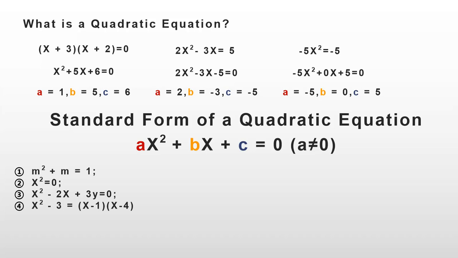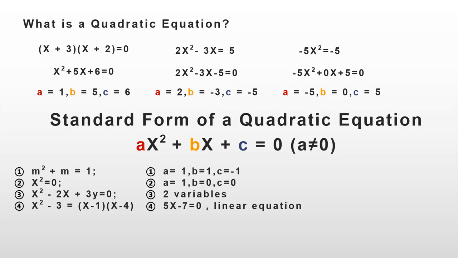Figured it out yet? Now, the answer is that the first two are indeed quadratic equations, but the last two are not. For the first one, you can subtract 1 on both sides to get m squared plus n plus 1, which is pretty generic. It's basically the same as the standard form.